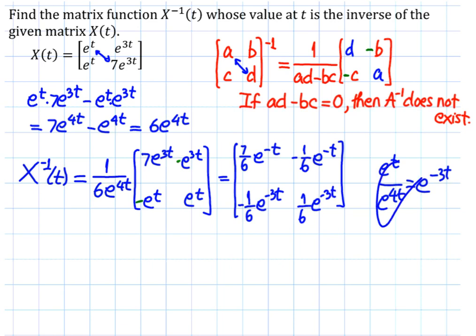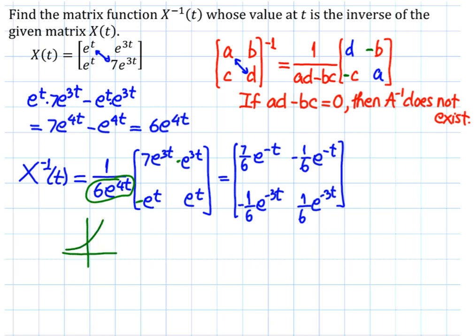And also, just like the Wronskian we did earlier, this function's graph would look like this. And so unless t is approaching infinity, that goes to 0. So pretty much the determinant in this case, 6 e to the 4t, is greater than 0 for every t. So that's why this one always has an inverse.